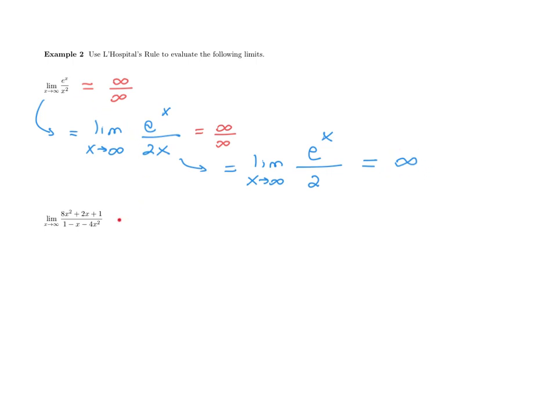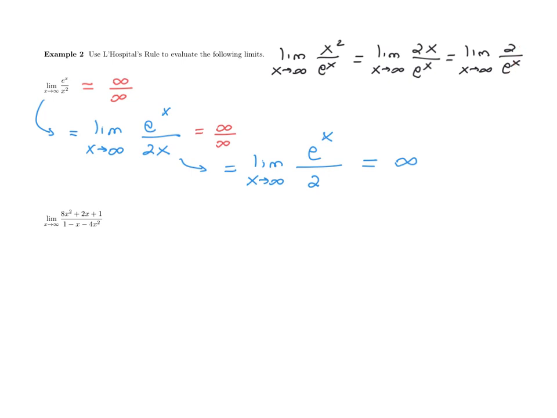Before moving on to this example here, just something to think about. What if this was the question, the limit as x goes to infinity of x squared over e to the x? What would the approach be for this? Well, we still have an indeterminate form because we have infinity over infinity. By L'Hopital's rule, you can say this is the limit as x goes to infinity of 2x over e to the x, just like before. Again, we have an indeterminate form, so we can use L'Hopital's rule again and say, all right, this is the limit as x goes to infinity of 2 over e to the x.